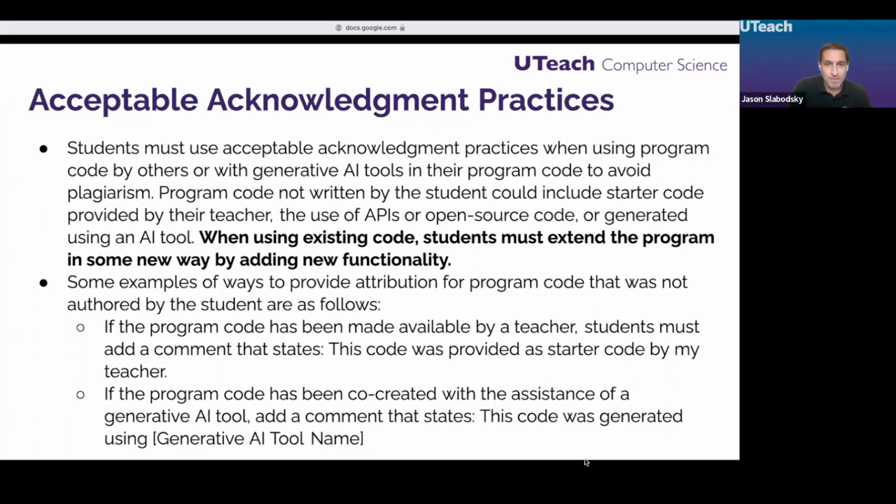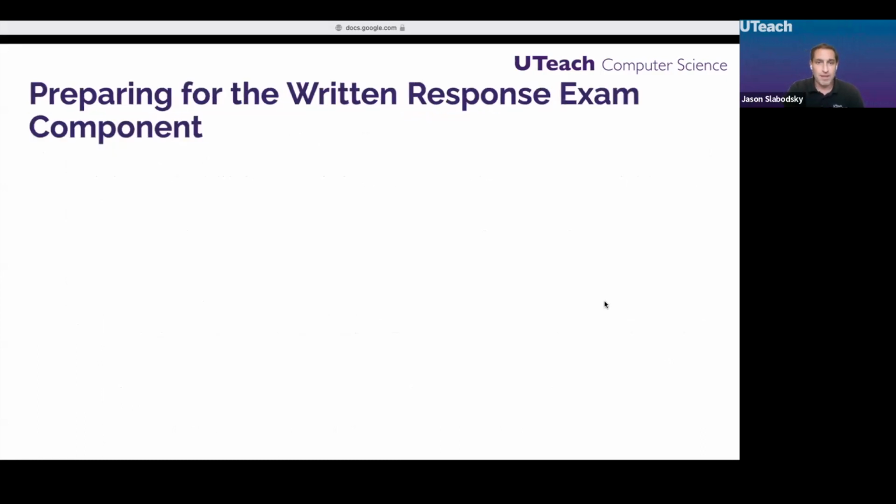So at the bottom here, I give you literally what you should put down. If I give starter code to my students, say a data set program, and they all take this basic data set program and turn it into create performance tasks, as long as they all put this code was provided as starter code by my teacher, they're totally good. Same thing if they go to ChatGPT, ask for some code, want to use it, and then maybe add some new functionality to it: this code was generated using ChatGPT. Very important. They need to cite these things, so let's make sure we remind them to do that.